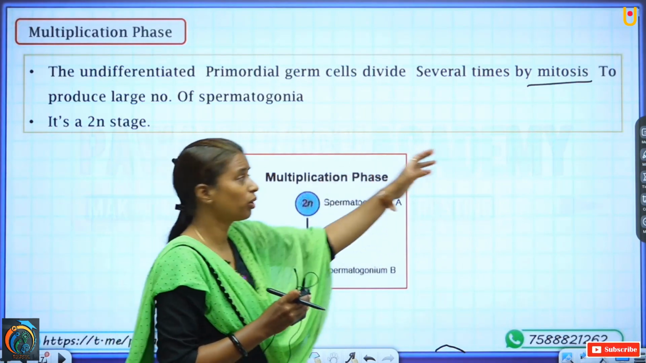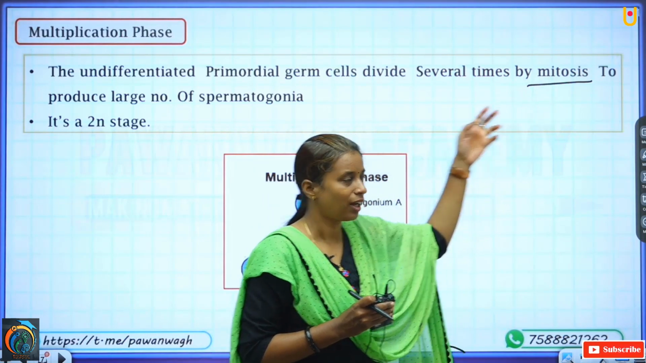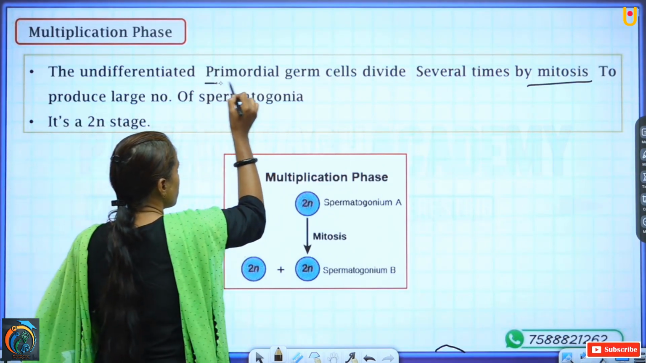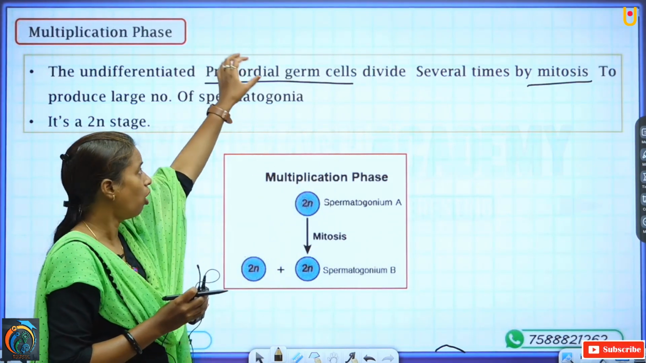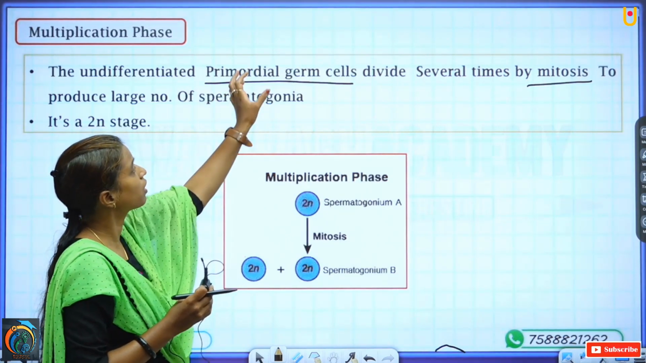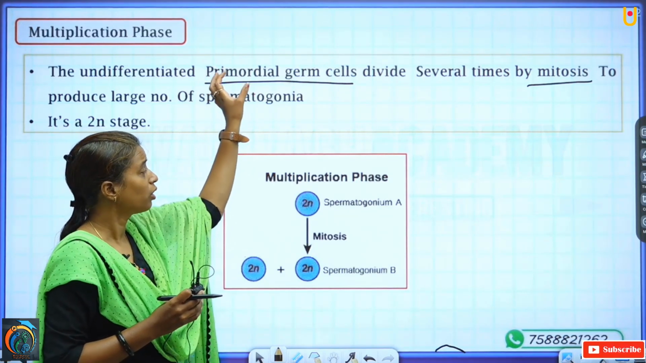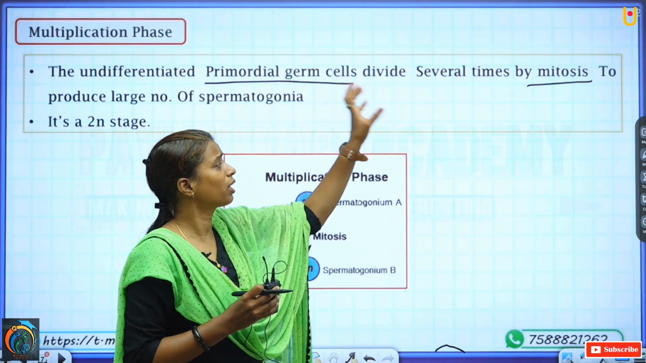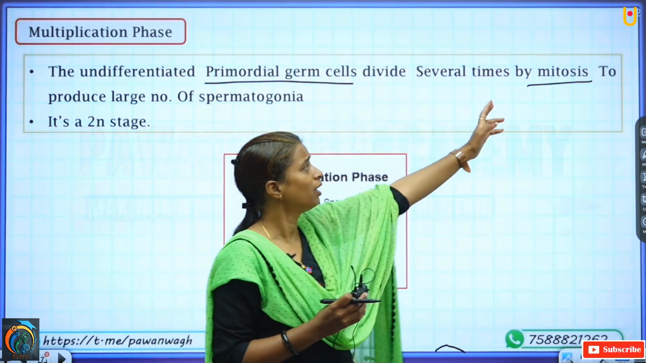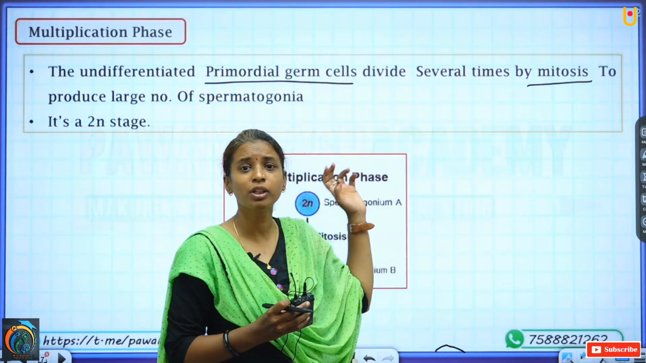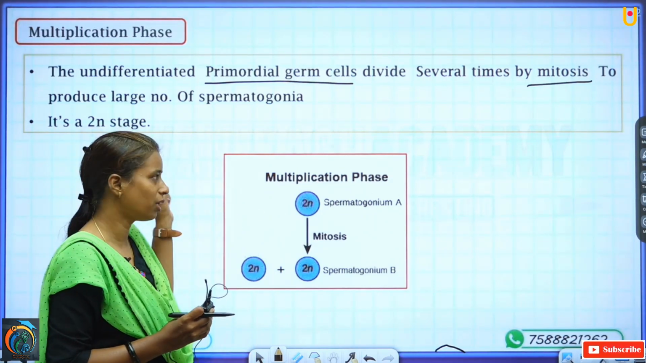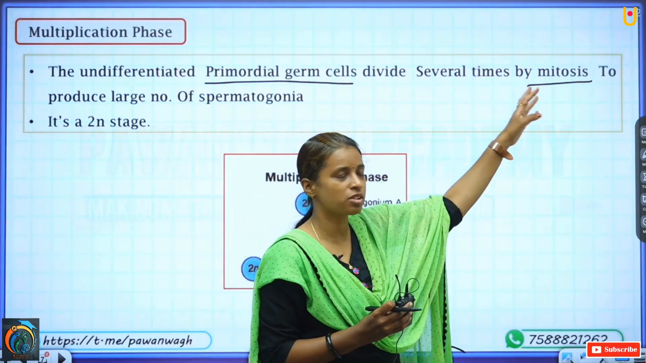So according to the concept of mitosis, multiplication, in the first phase, that is the multiplication phase, the primordial germ cells, which we have seen are the origin of the formation of sperms, are now dividing several times. But by what process are they getting divided? They are getting divided by the process of mitosis. Why not meiosis? Because here they have to multiply. They don't have to reduce. And if they have to multiply, they have to undergo mitosis and mitosis only.